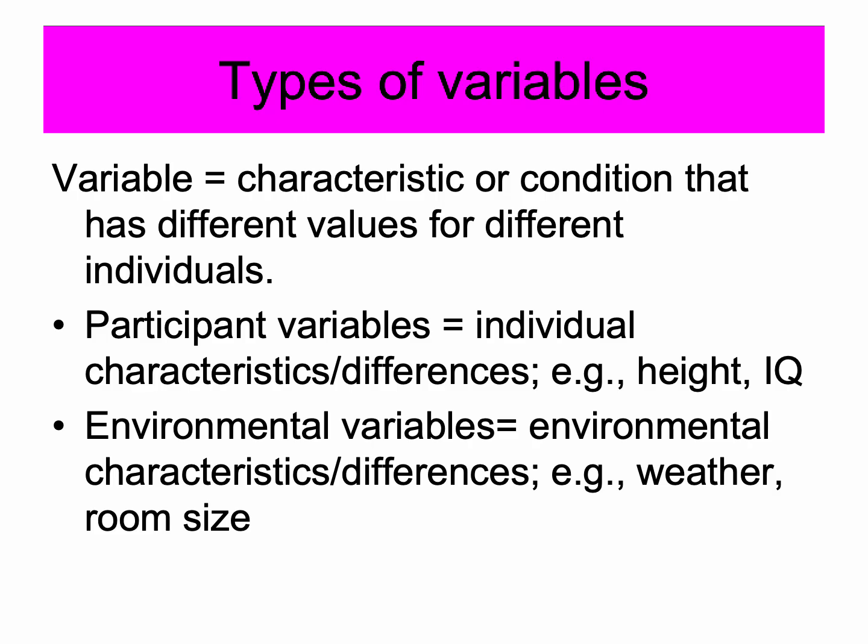Environmental variables, on the other hand, are differences like weather or room size, things that are inherent to the environment themselves. Sometimes we can change them, sometimes we can't. But it's important to know, because if we are interested in something like gender, and we're looking at males versus females, those are individual characteristics that we can't change for the purposes of our study. And that will become important when we talk about the types of independent variables that we can have.